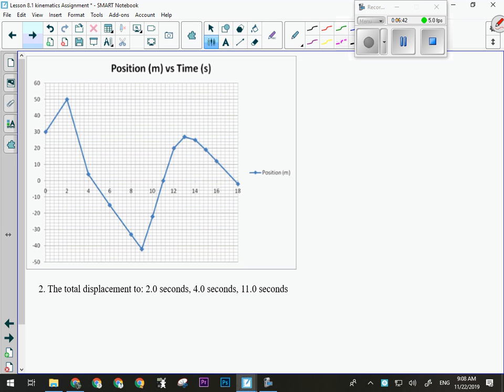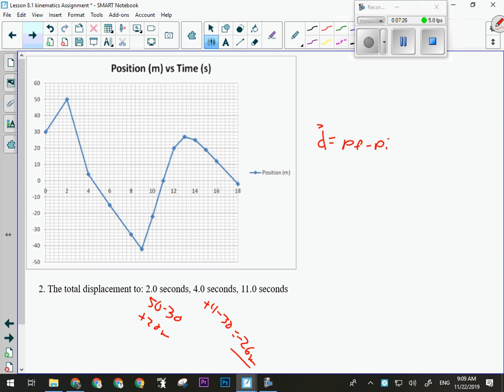To calculate total displacement, remember that is final position minus initial position. Our initial position for all of these is the same, positive 30. At 2 seconds, we are at a position of 50 meters, so it'll be 50 minus 30, which is a displacement of positive 20 meters. To 4 seconds, we're down here at a position of positive 4 meters. So we'll have positive 4, our final position, minus positive 30, which gives us negative 26 meters as our displacement during that time interval.